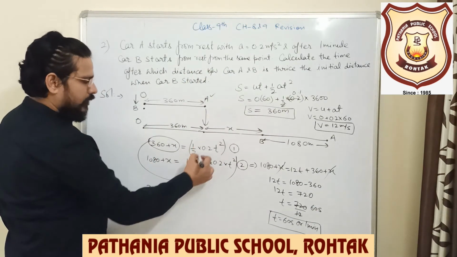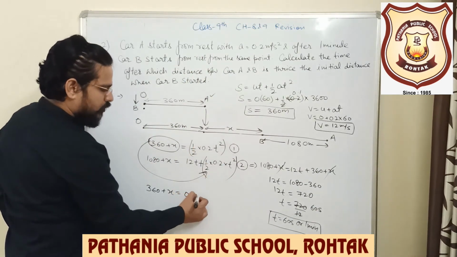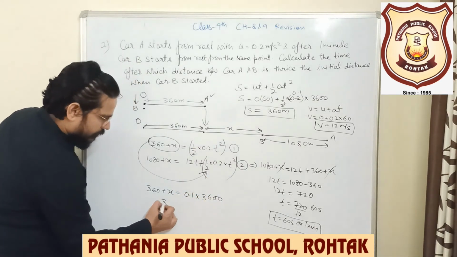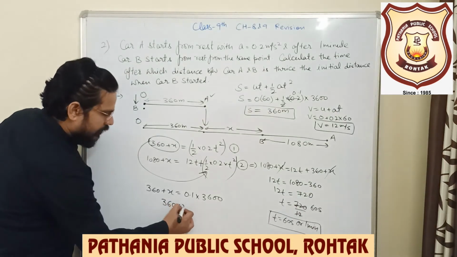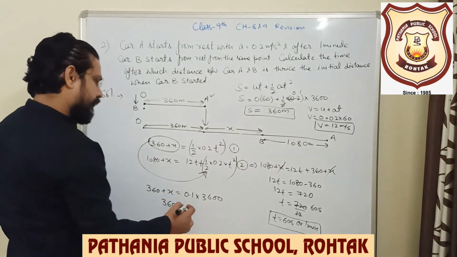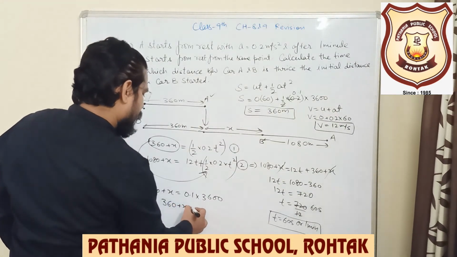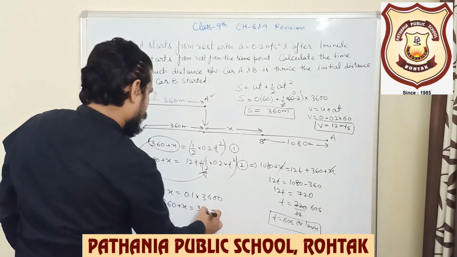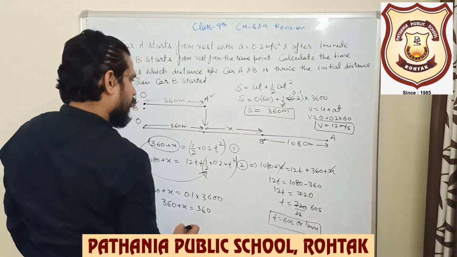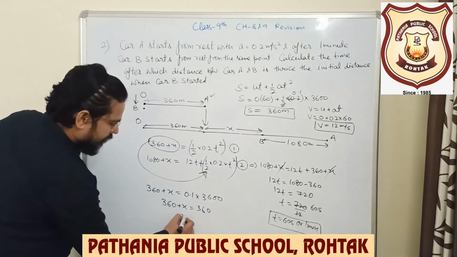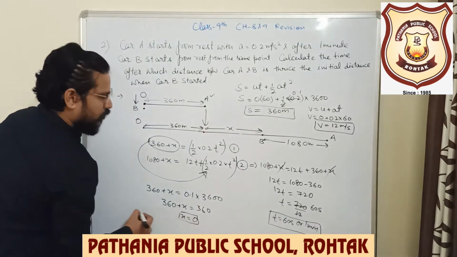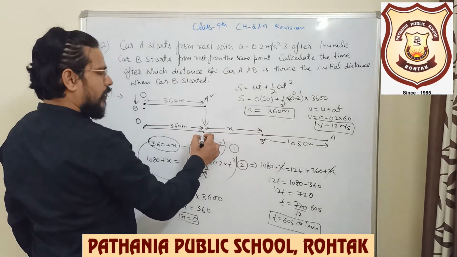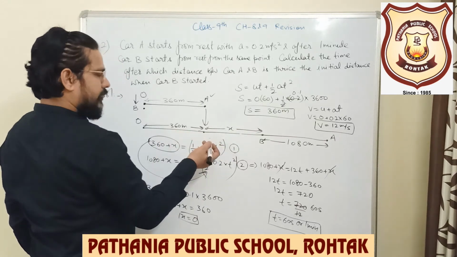So 0.1 into t square, that is 3600, which is giving me 360, plus x is equal to 360. So the value of x in this case is coming 0. So it means x shrinks to 0, no problem. Our question will remain the same.